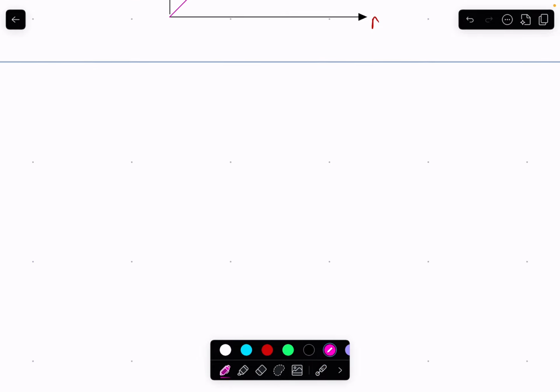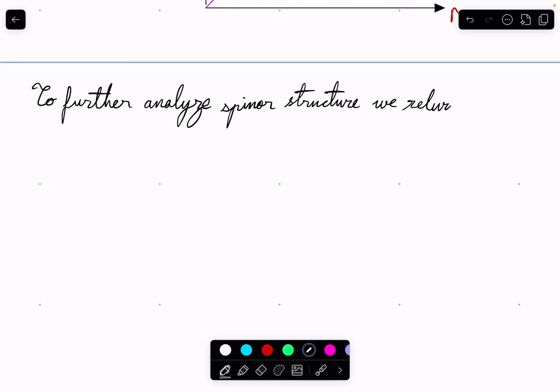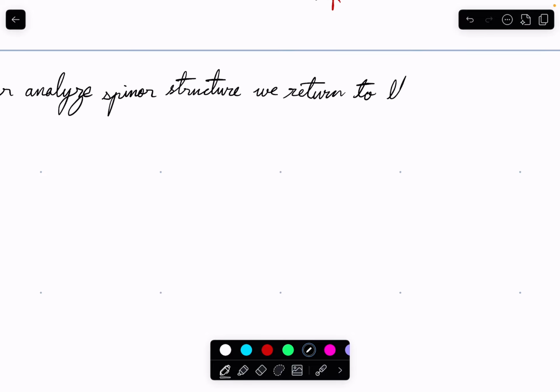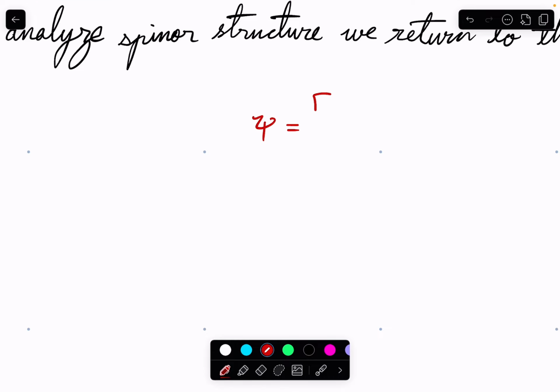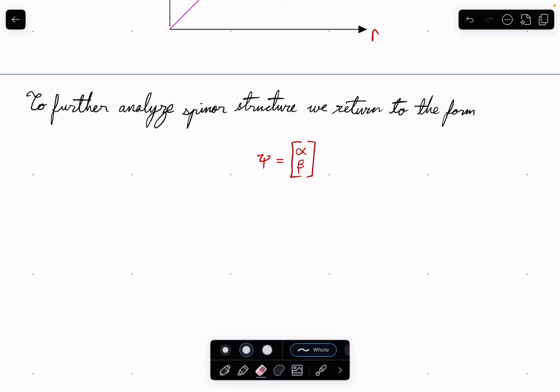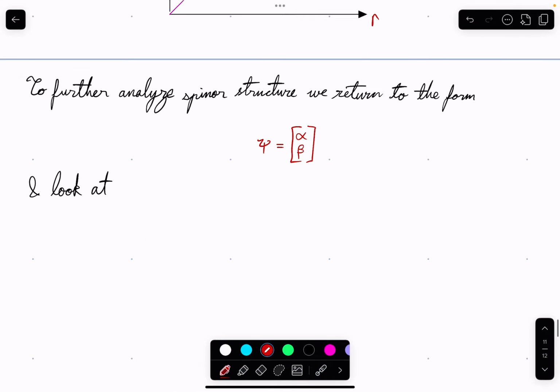So to further analyze spinor structure, we return to the form C equals alpha beta, where alpha is a left-handed Weyl spinor and beta is a right-handed Weyl spinor. We look at this and then we look at this relationship to see what the structure looks like.